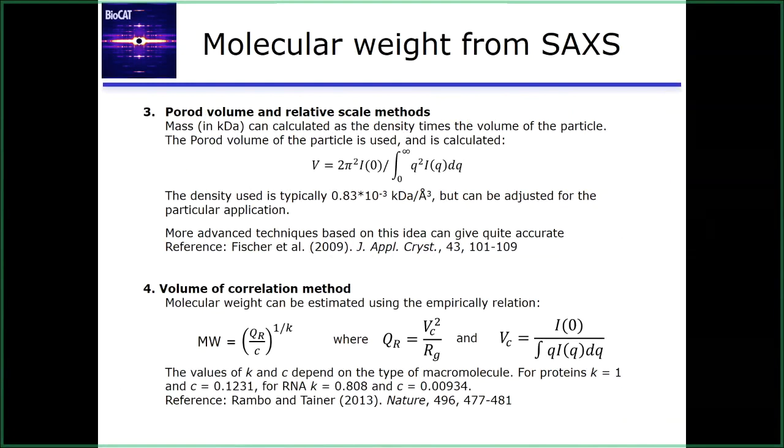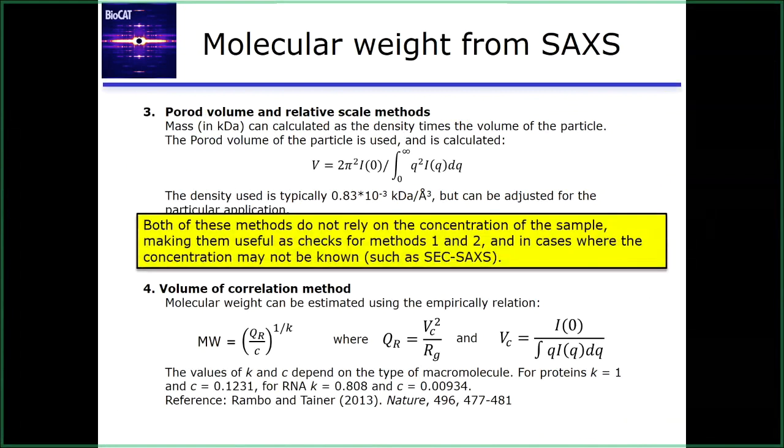The fourth method is called the volume of correlation method. So that was the Porod volume method, I should mention. In this case, again, we're calculating essentially a volume. It's a slightly different volume, a slightly different integral. And some folks, about 6 years ago now, came up with basically a strictly empirical relationship. They calculated some coefficients. They found that things basically fell on a line when you plotted this versus the other thing, and using this you can calculate the molecular weight.